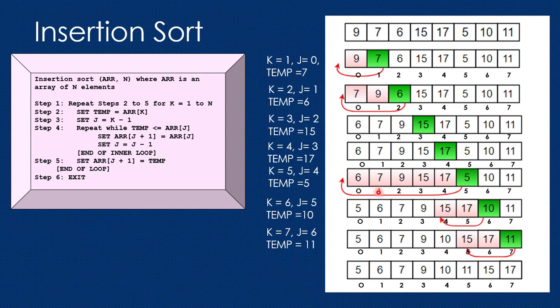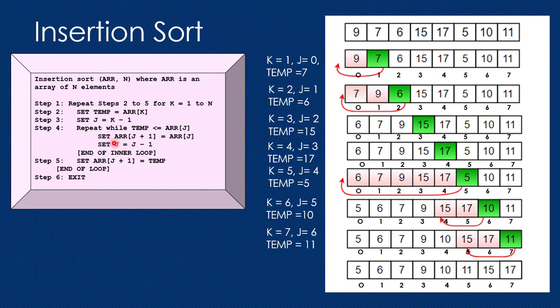So now j is actually pointing to 7. So now 5 is compared with 7. So since 5 is less than 7, 7 will be moved one element right, like this. And again, j value will be decremented and now j is pointing to the first element. And now the temp value 5 is again compared with this 6, and since 6 is greater, it is moved one element right.